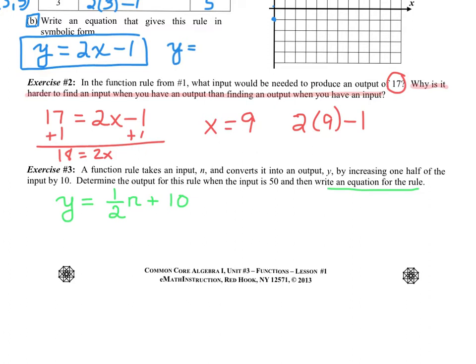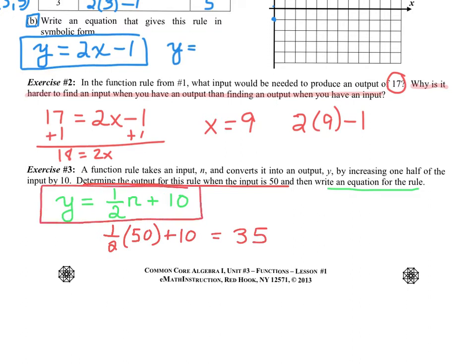The other part of the question says, determine the output for this rule when the input is 50. Well, if I input 50, I take half of that 50, which would be 25, and then I'd increase that by 10. So my answer would be 35. Okay, so we're writing a rule, and we're figuring out what the output is for that particular input.